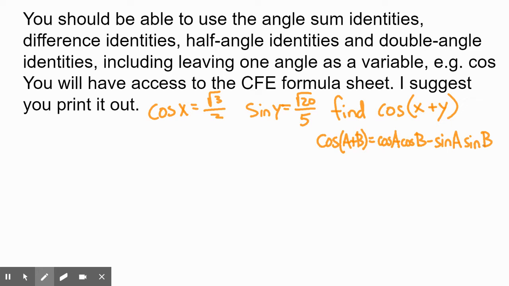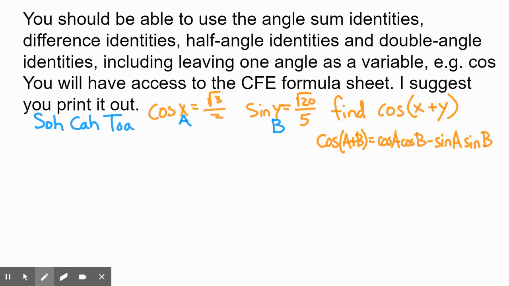Now, I'm going to change colors. We're going to call this one A and this one B, so that it matches our A's and B's on the formula. Unfortunately, we need the sine of A and the cosine of B, which they haven't given us, so we've got to solve these triangles.